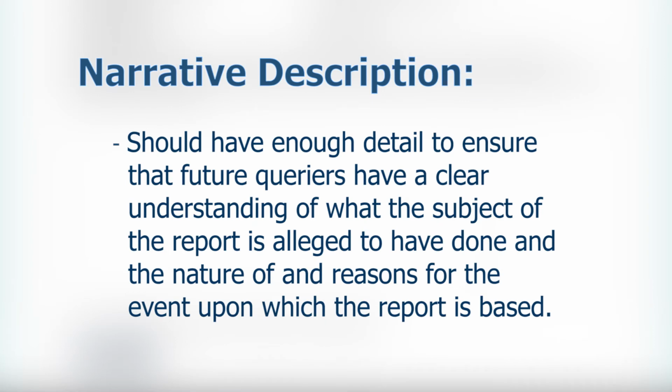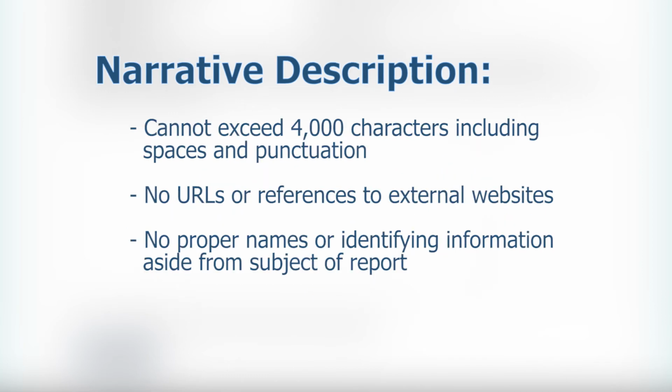The narrative description should have enough detail to ensure that future queriers have a clear understanding of what the subject of the report is alleged to have done and the nature of and reasons for the event upon which the report is based. A narrative description cannot exceed 4,000 characters, including spaces and punctuation. There can be no reference to URLs or external websites in the narrative, nor may proper names be used or information that could identify patients, staff members, or others, aside from information which identifies the subject of the report.